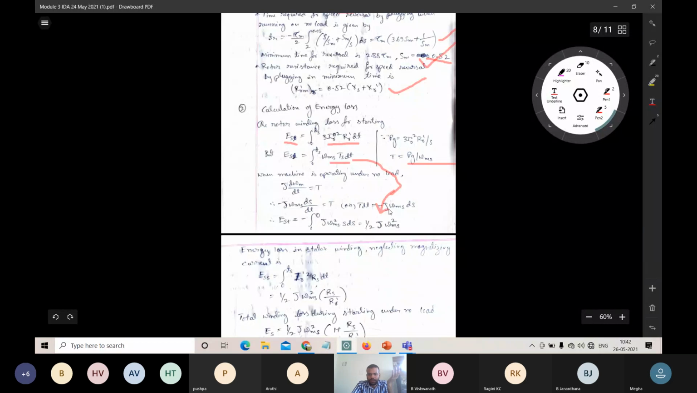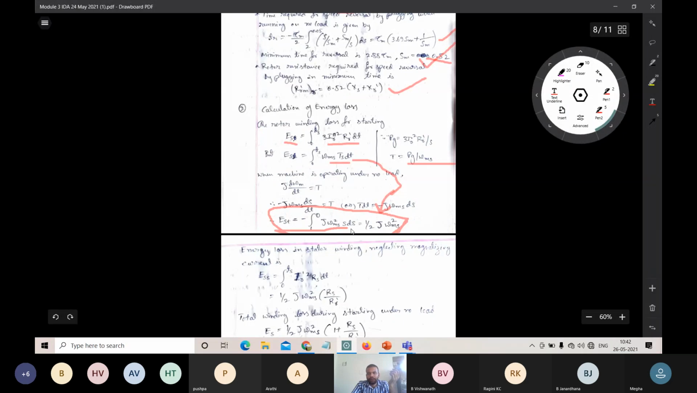I am just resubstituting this equation here. So E starting will be given by the integral from -1 to 0 of J omega ms square s ds. Normally we get one equation, that is E equals half J omega ms square. This is the standard equation. Normally, I hope you can see this equation everywhere. Energy will be equal to half J omega ms square.